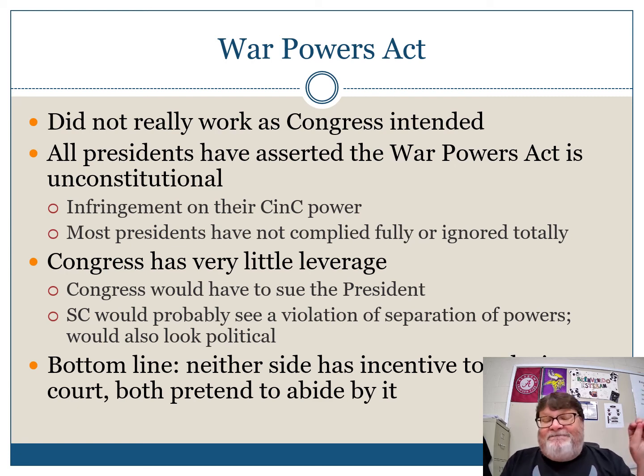Congress might not have an incentive because they don't want to lose. The president might not want to do it because they actually might lose too. Probably not, but they might. So what happens is both sides pretend that they abide by it. And they do. The president will sometimes say, hey, I'm doing this, and they'll follow and say, okay, within 48 hours, I got to tell you. Okay, so I'm telling you, but then they basically dare Congress to do anything about it.